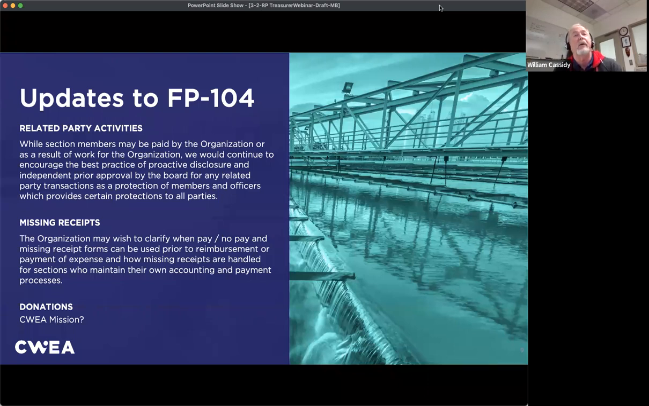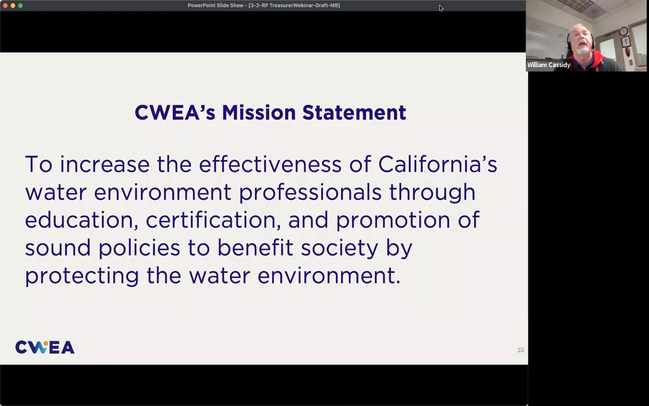Everything we do must be in accordance with the mission of CWA. Next. Here's our mission statement. It's in the financial policy, FP-104, and we print it elsewhere.